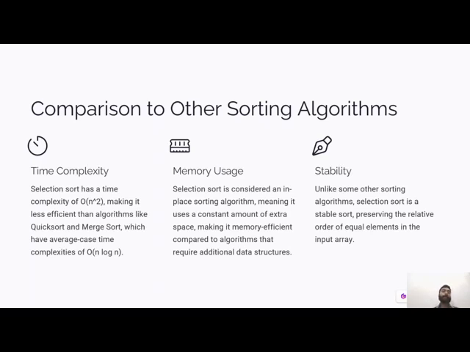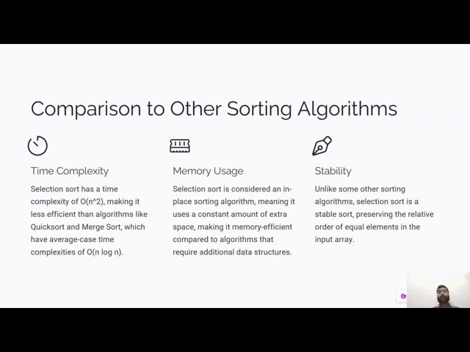First of all, time complexity, as we have studied. Selection sort has a time complexity of O(n^2), making it less efficient than algorithms like quicksort and merge sort, which have average case time complexities of O(n log n).